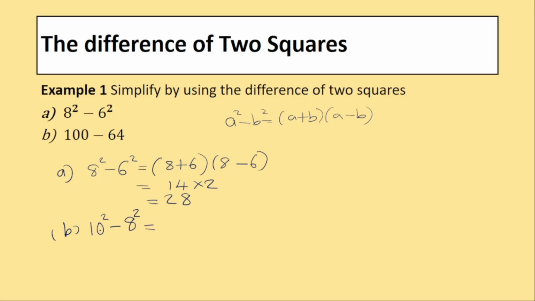Now we have a difference of two squares. We can use this fact. So we're going to say 10 plus 8, 10 minus 8. So we'll have 18 multiplied by 2. This will give us 36. So let's move on.